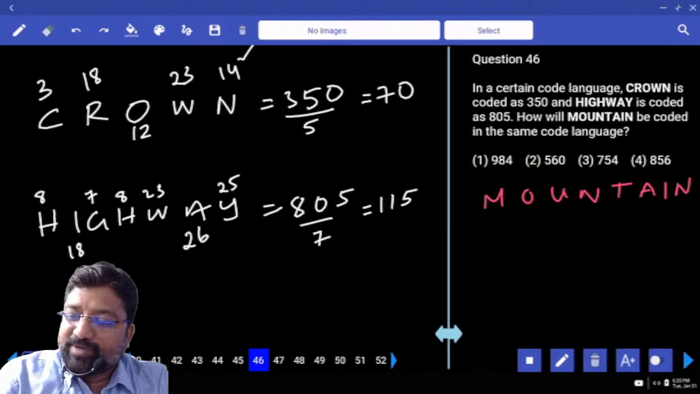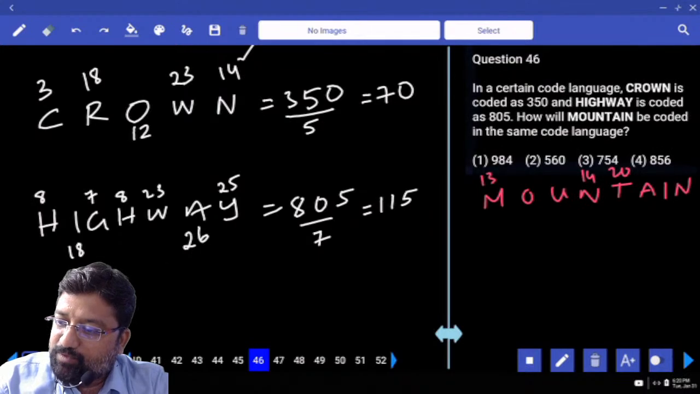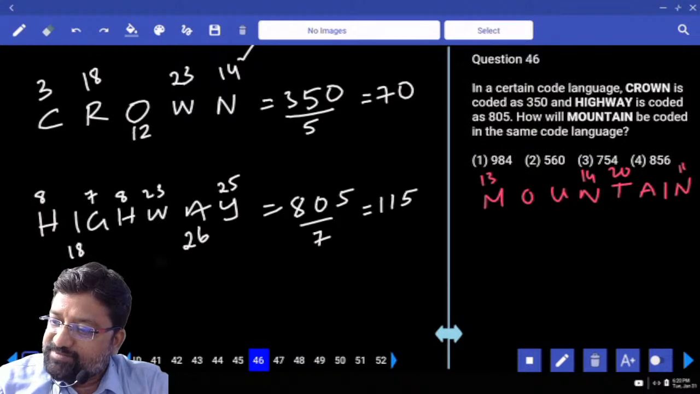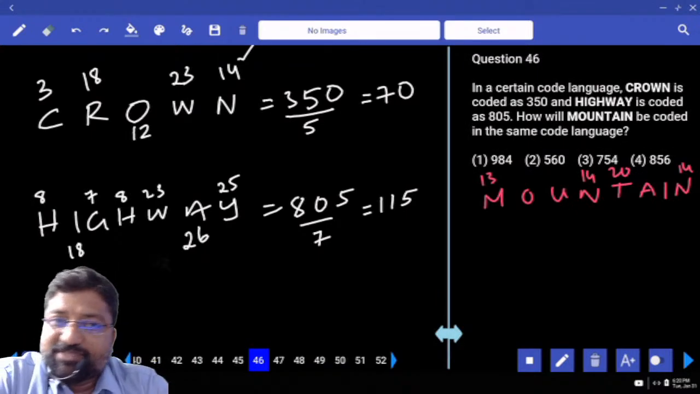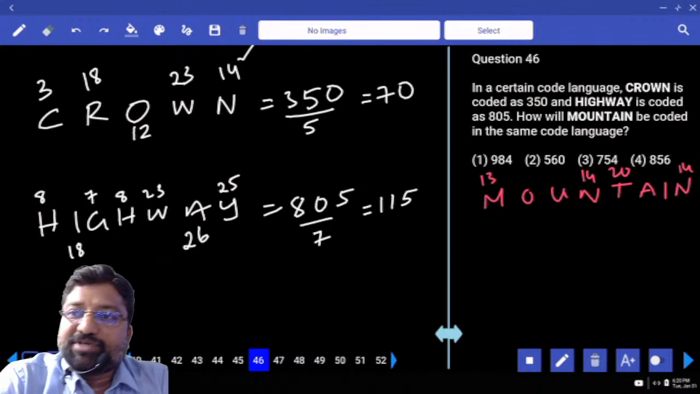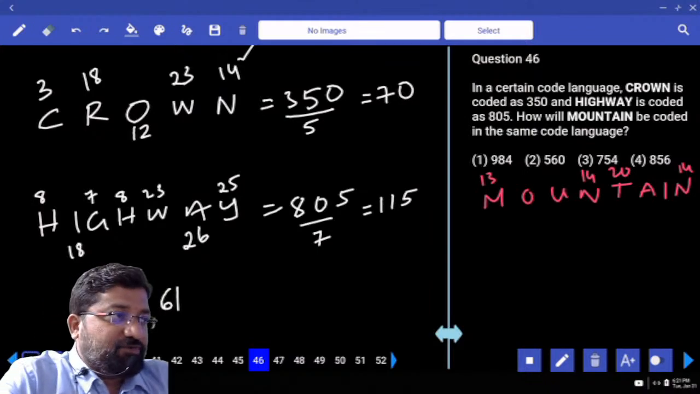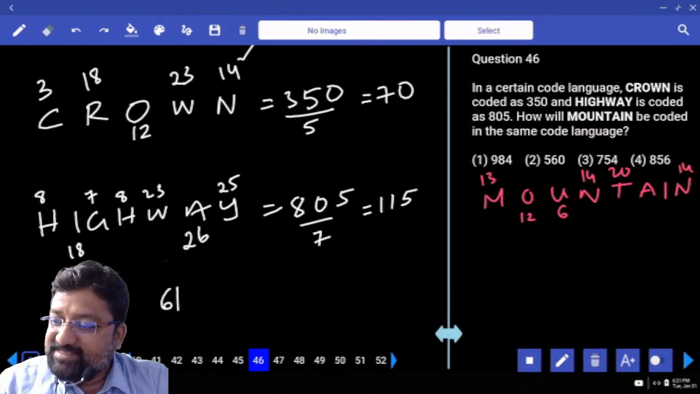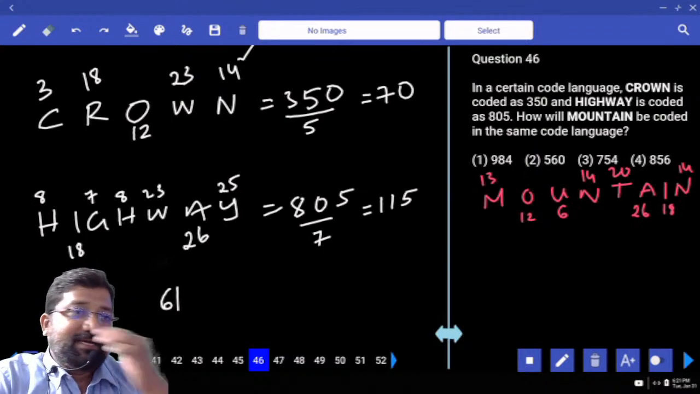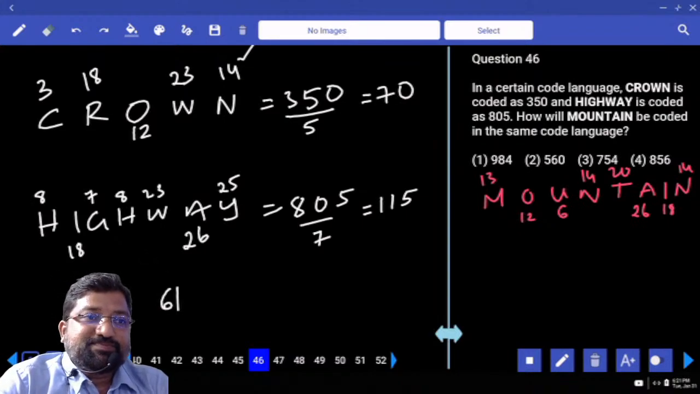మౌంటైన్ చూద్దామమ్మా. MOUNTAIN. మౌంటైన్లో M అంటే 13. First go for only the consonants. 13, 14, 20, and this is 14. 13 + 14 27. 27 + 20 47. 47 + 14 61. Let's go for the opposite letters of vowels. OL 12, UF 6, AZ 26, IR 18. 12 + 6 18. 18 + 18 36. 36 + 26 62.